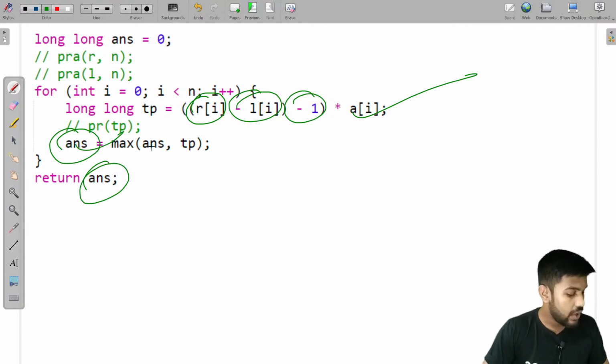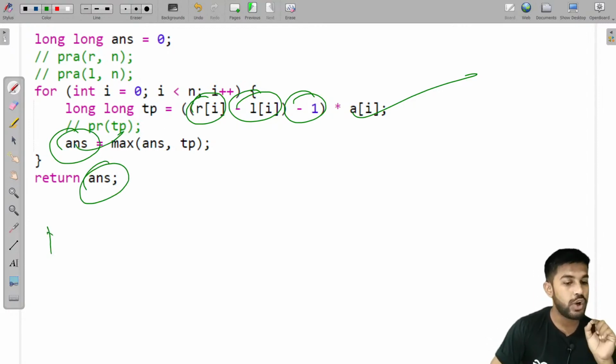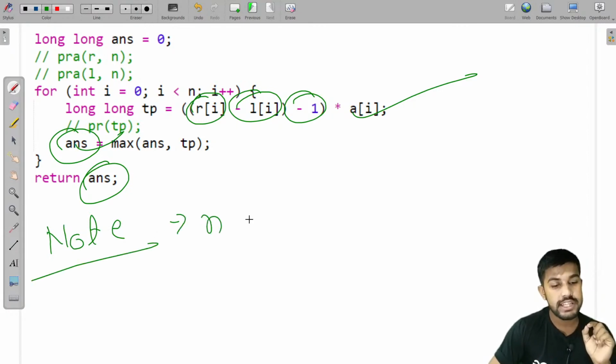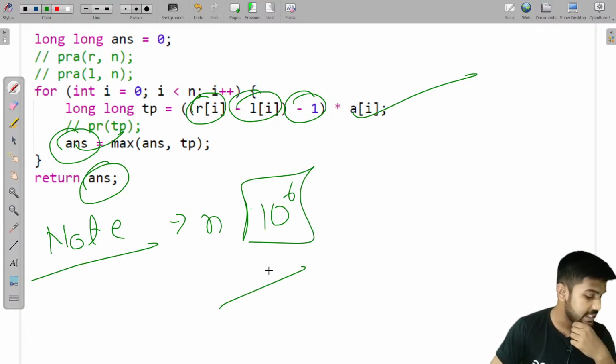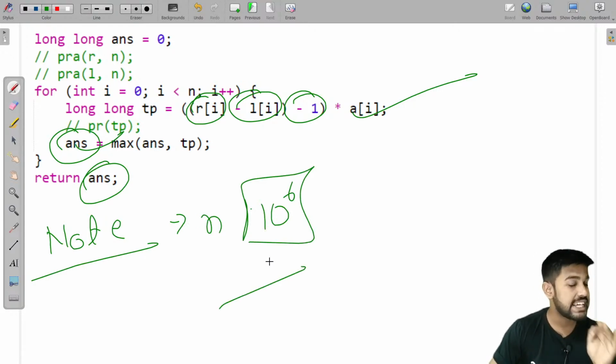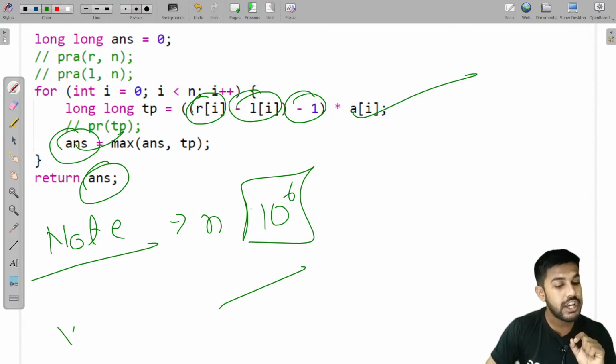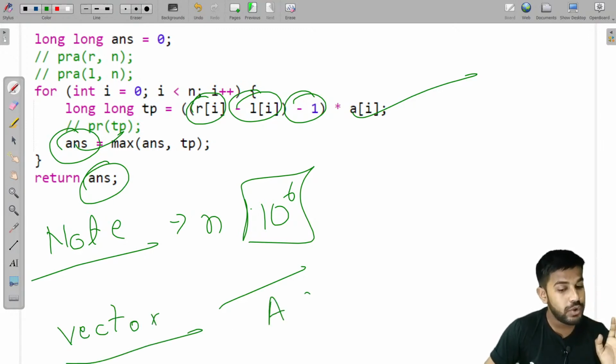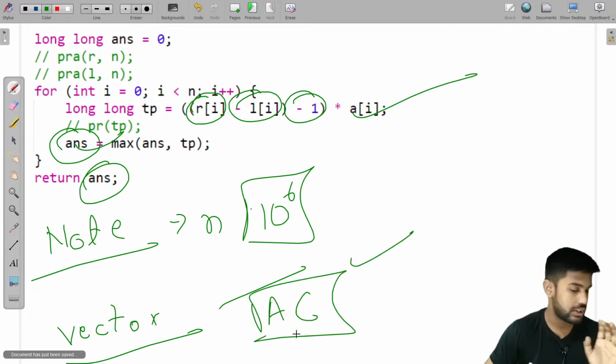Now there is one more disclaimer or note here. The n's value is 10 to the power 6. So if you initialize an array of 10 to the power 6, you would get a segmentation error, and many users got that, including me. In that case you need to use a vector, and if you use a vector, you would be getting the AC if you use this logic only.